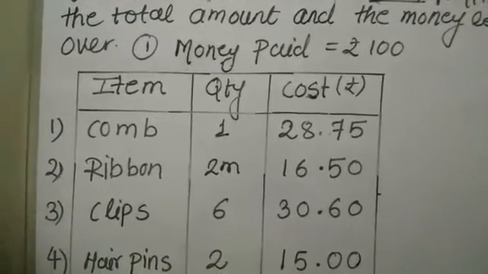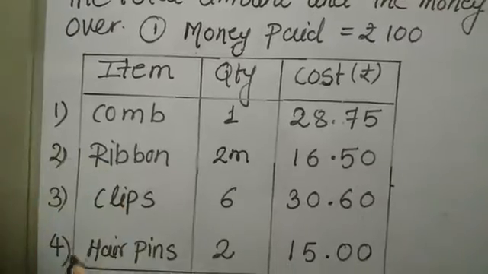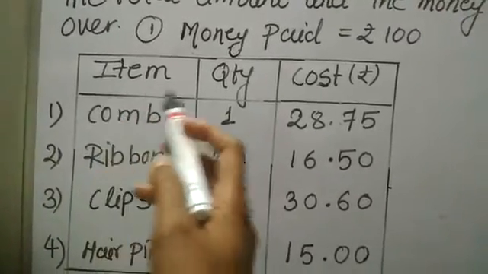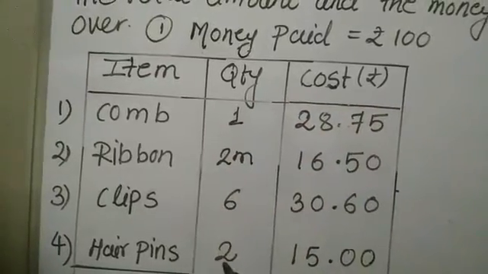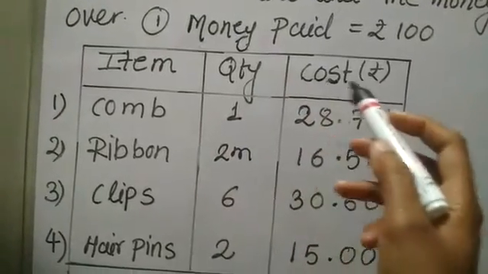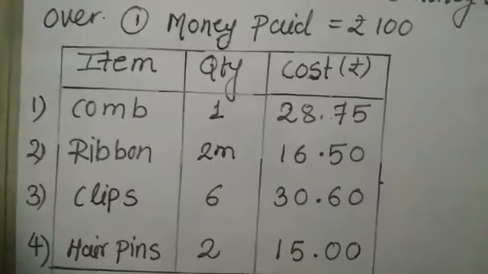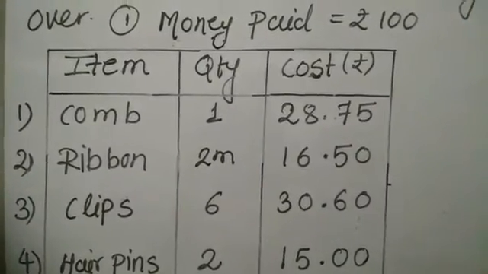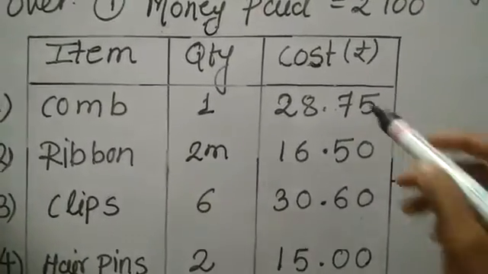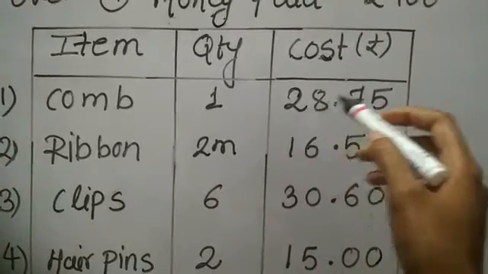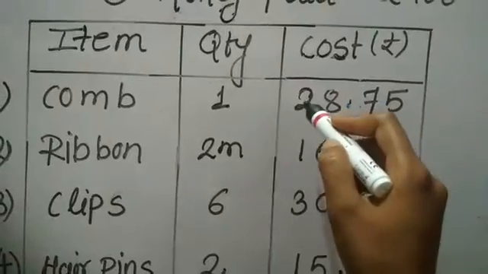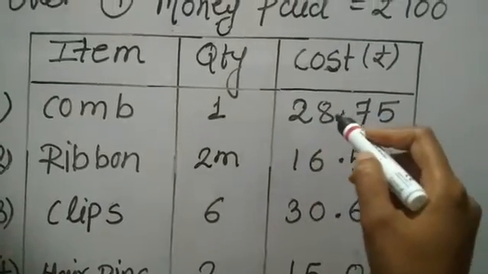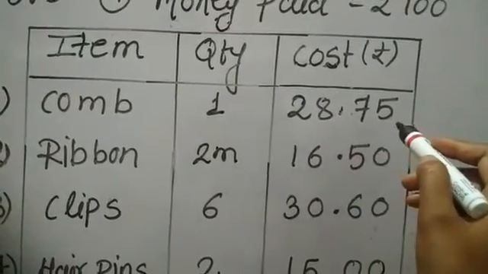In this bill you can see in the first column the serial number is given. In the second column the names of the items are written. Then in the third column quantities of items are given, and in the last column the cost of the quantities is given. Here you can see the cost is given in rupees and paise. See this amount? This is 28 rupees 75 paise, right? The digits which come before the decimal point we read as rupees, and the digits which come after the decimal point we read as paise.